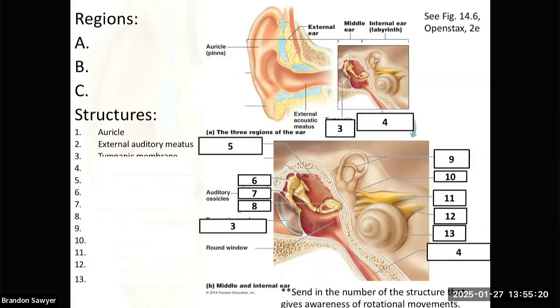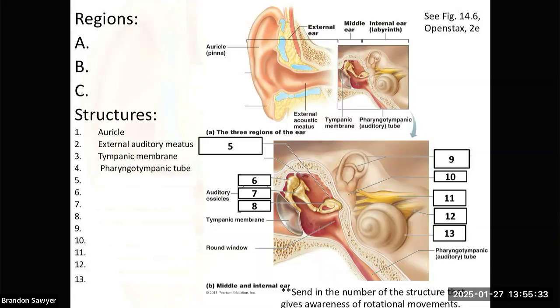Okay. Three is the tympanic membrane. You can see that cone shape much better there. You can see the tip of the cone connects to the malleus there, that little bone. Okay. And then we've got number 4 being the pharyngotympanic tube, a connection between the throat and the middle ear. Okay. And then 5, we got the oval window.